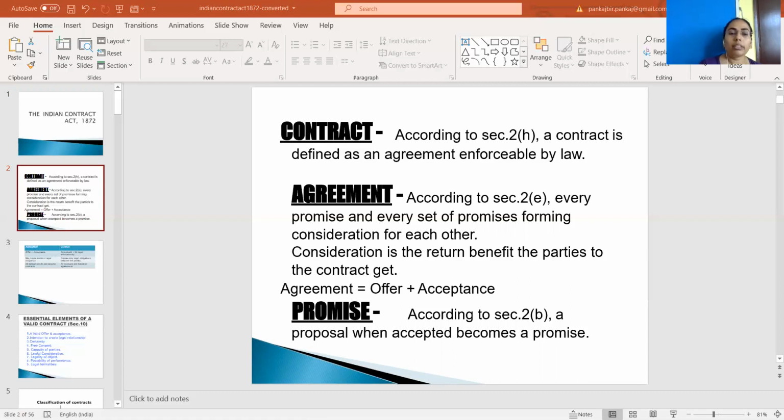Agreement is, according to section 2(e), every promise or every set of promises forming consideration for each other is called an agreement. So that means there must be two parties. One should offer something and the second party should accept something. So there could be two or more people in a contract. So the agreement is offer plus acceptance.